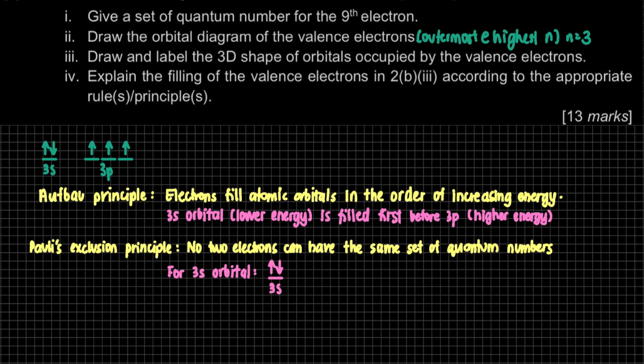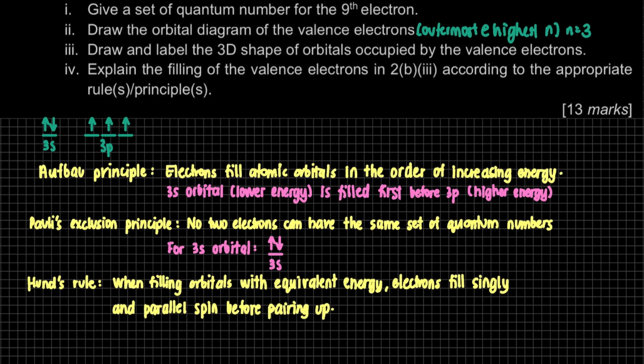Okay. Last but not least, the third rule that we're going to see. Hund's rule mentioned that when filling orbitals with equivalent energy, it means that when the energy is the same, electrons will fill singly with parallel spin before pairing up. Okay, the same case as I've mentioned before. If you go into a bus, what you like to do first is sit by yourself, right? Even though in a bus there must be two seats in a pair, we will fill one by one first. The same goes for the electron. First, you fill singly. If you have another electron, then it will pair up.